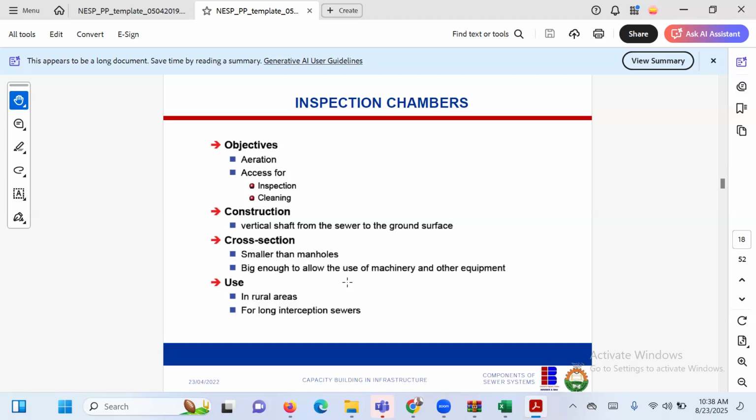So inspection chambers, what are they for? They are for aeration, for access, for inspection, and for cleaning. And so on and so forth.